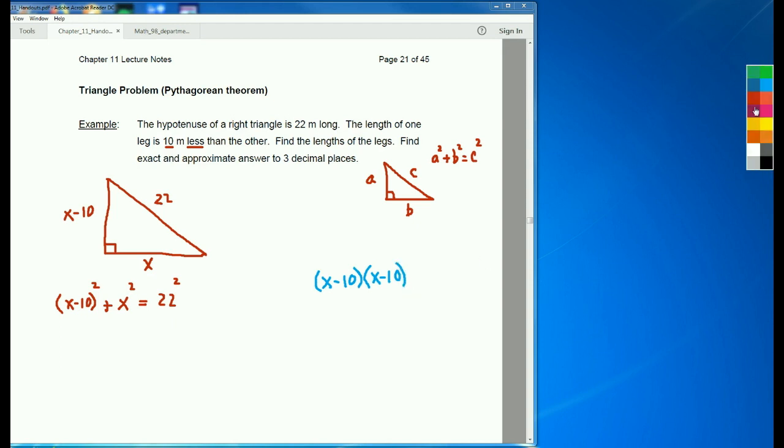We're just going to FOIL that out, and we'll get x squared. Then we have minus 10x minus another 10x, which will be minus 20x. Minus 10 times minus 10, so plus 100. And then plus x squared equals 22 squared, which is 484.